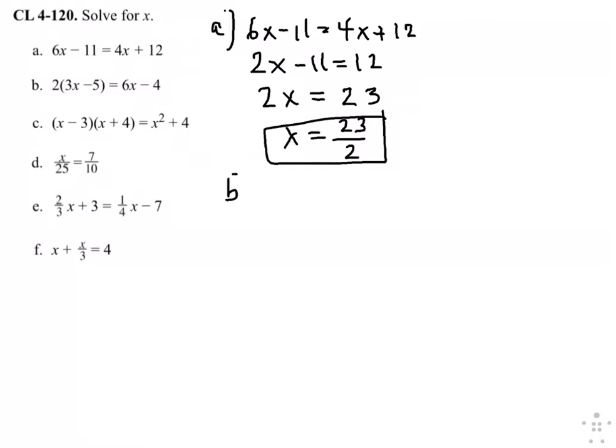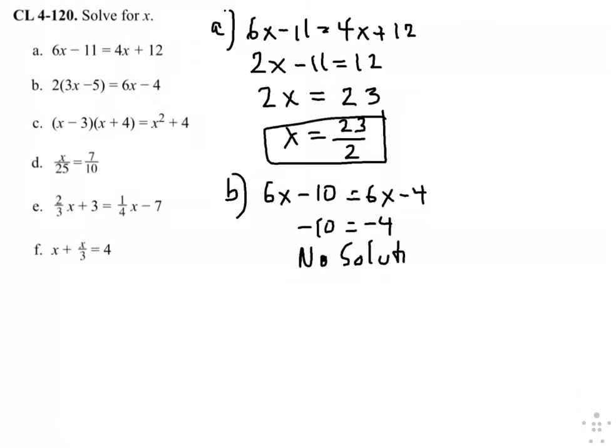For B, we distribute in, we get 2 times 3x is 6x. 2 times negative 5 is negative 10 equals 6x minus 4. If we subtract 6x from both sides, we get negative 10 equals negative 4. When does that happen? It never happens. So there's no solution. There's no value for the variable that will make that equation true.